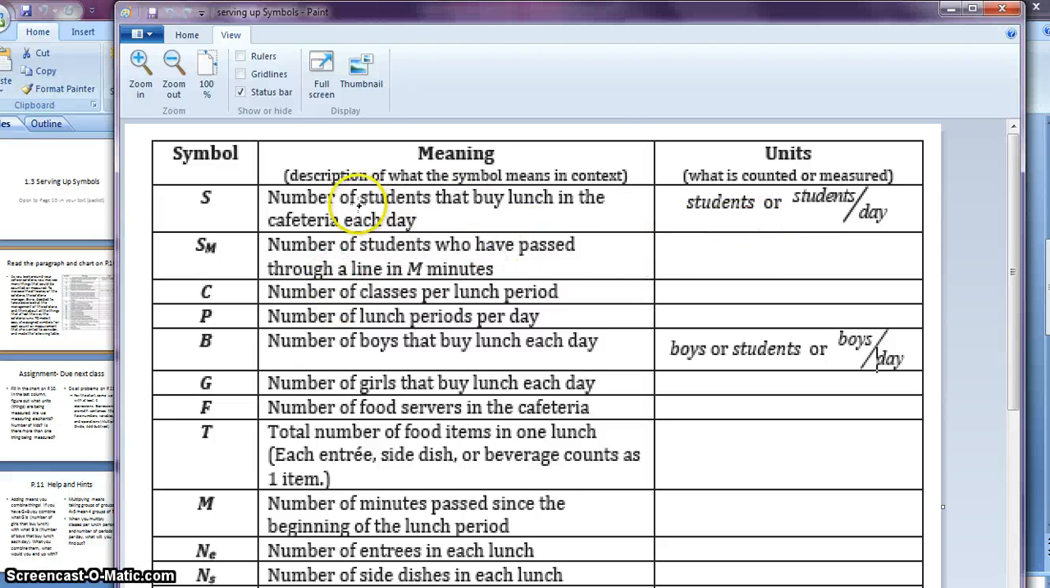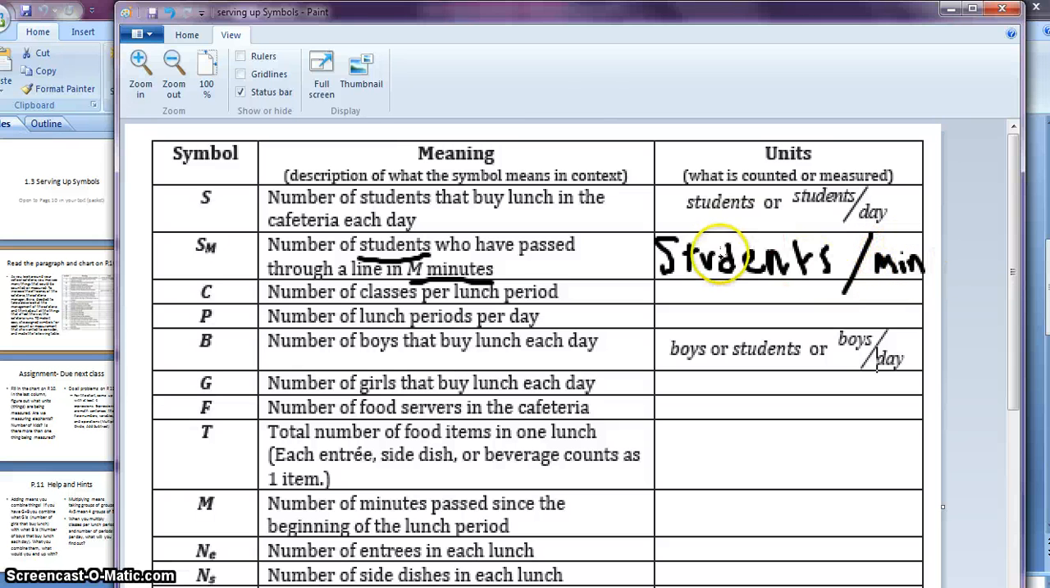So the first one is number of students who have passed through the line in M minutes. What you can do is underline and identify the things that can actually be measured. We can count students, we can count minutes. So our units, the actual things we're measuring, are students per minute. And this little line means per.